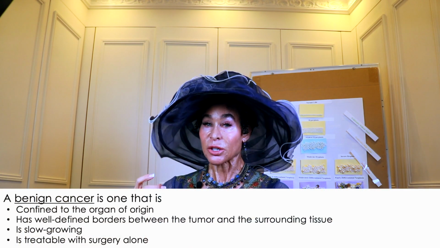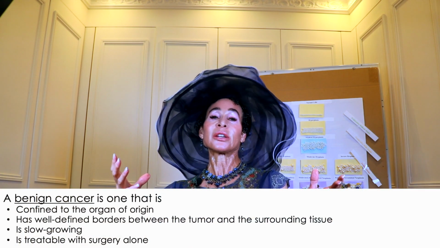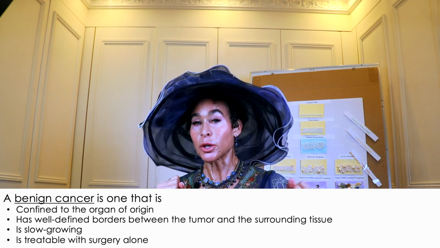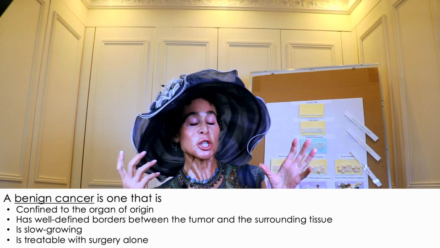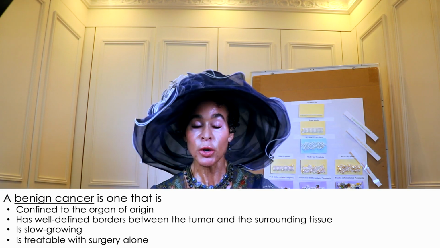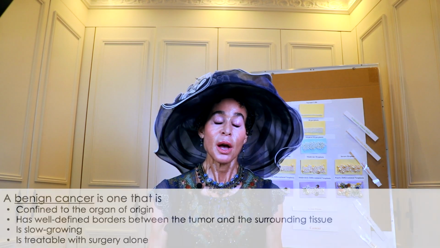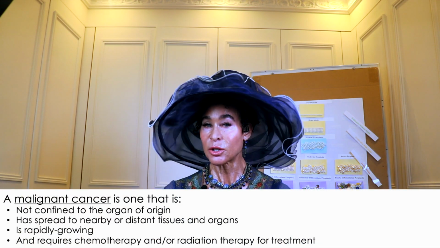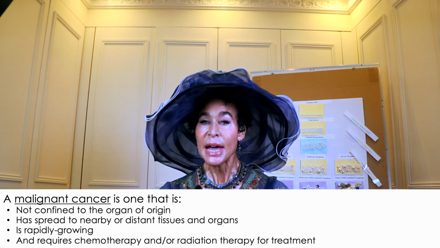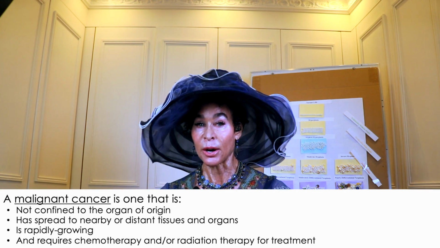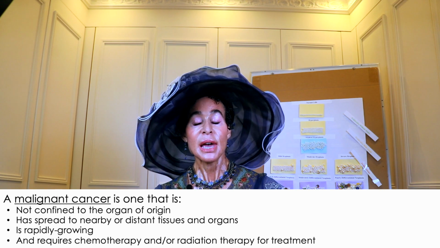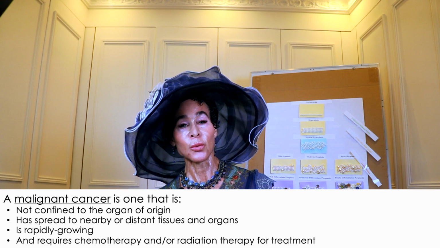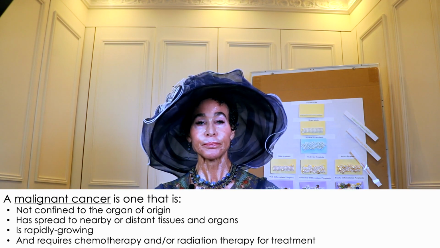Now, a cancer can be benign or malignant. A benign cancer is one that is confined to the organ of origin, has well-defined borders between the tumor and the surrounding tissue, is slow growing, and is treatable with surgery alone. Whereas a malignant cancer is one that is not confined to the organ of origin, has spread to nearby or distant tissues and organs, is rapidly growing, and requires chemotherapy and or radiation therapy for treatment.